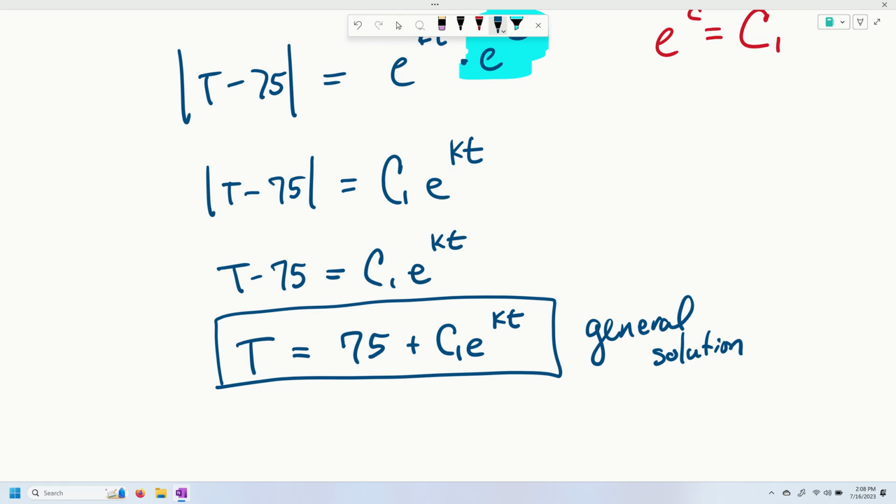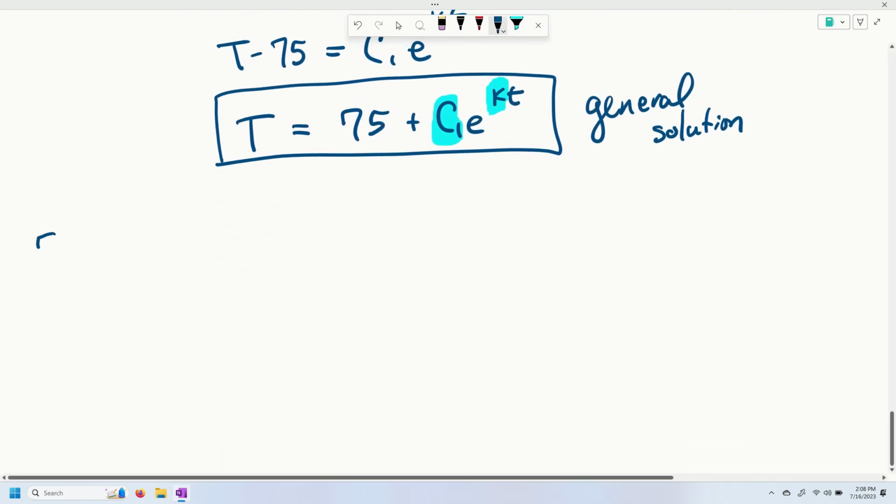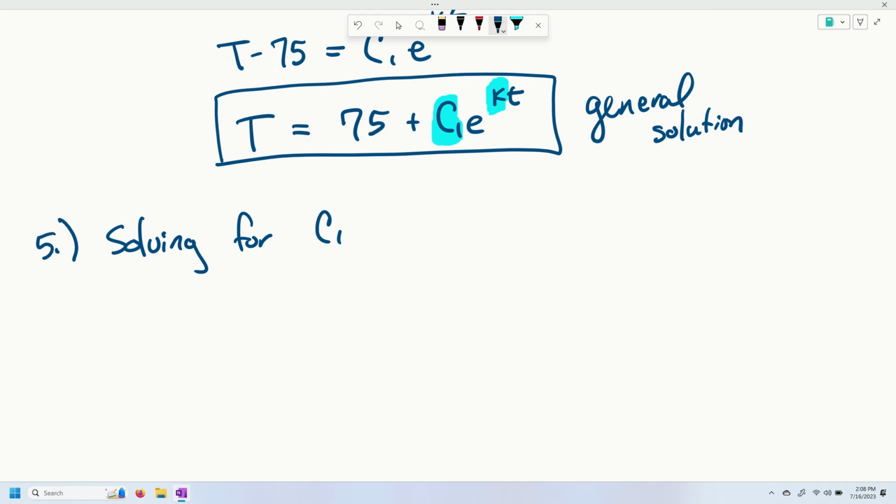But this doesn't really tell us anything about how long we have to wait. In order for us to figure that out, there are two things we need to solve for. We need to solve for c1, and then we need to solve for k. And that's really straightforward. So solving for c1, we're going to use the initial conditions.